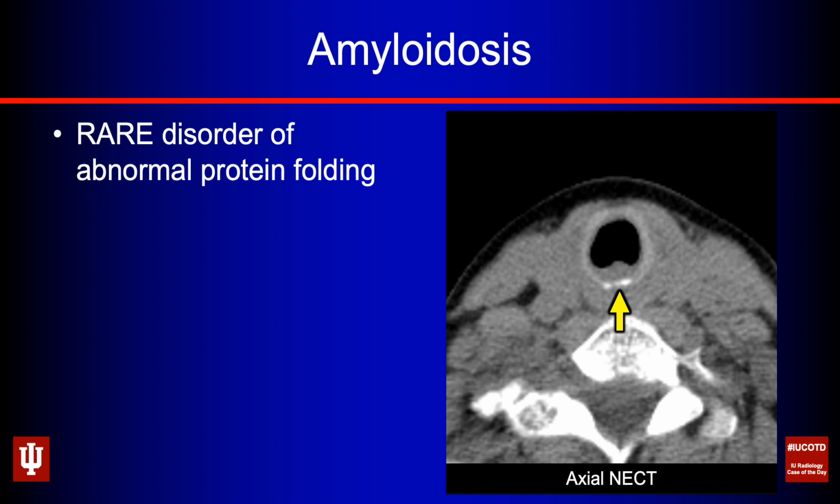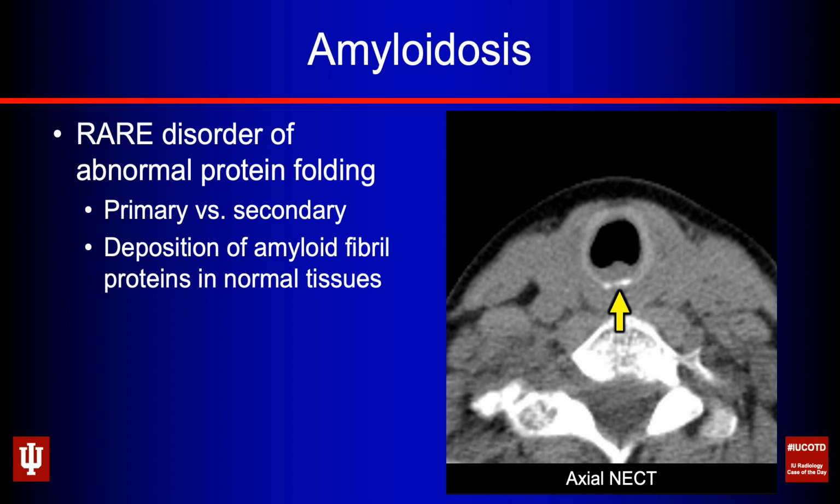Something that can look a little bit like this is amyloidosis. And this is a rare disorder. It's of abnormal protein folding, and it can be primary or secondary, or localized or diffuse. And when it involves the airway, it's more commonly going to be the localized variety that specifically is just involving the airway, but you can have the diffuse involvement or even secondary amyloidosis resulting in airway disease as well. But this occurs when you get deposition of the amyloid fibril proteins into otherwise normal tissues.